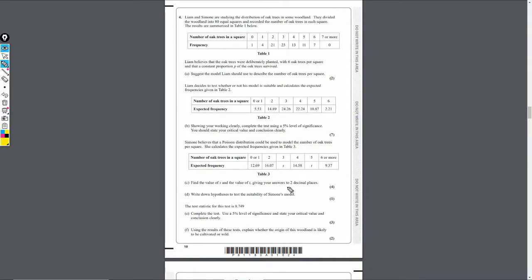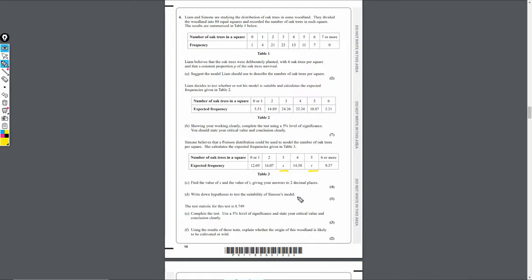For part C, we have to find the value of S and T. This person here believes that a Poisson distribution could be used to model the number of oak trees per square, and she calculates the expected frequencies given in this table here. So these are my expected frequencies again. We have to work out S here and then T here. So how would we do this?